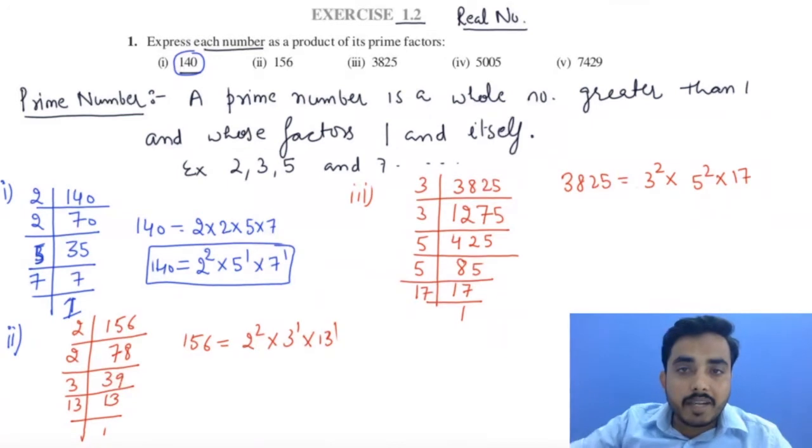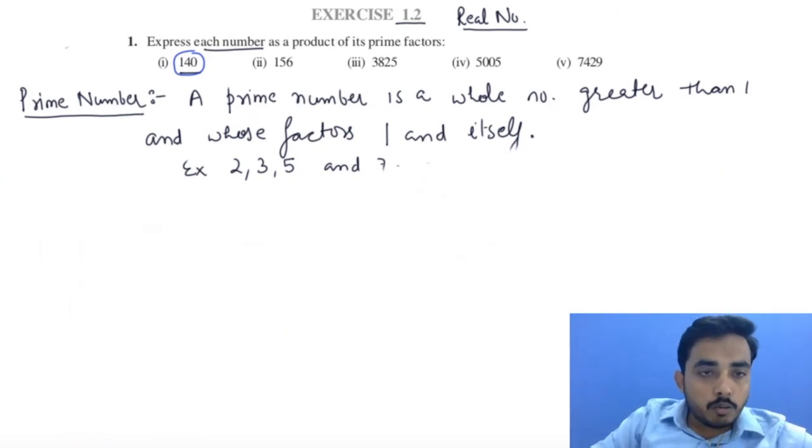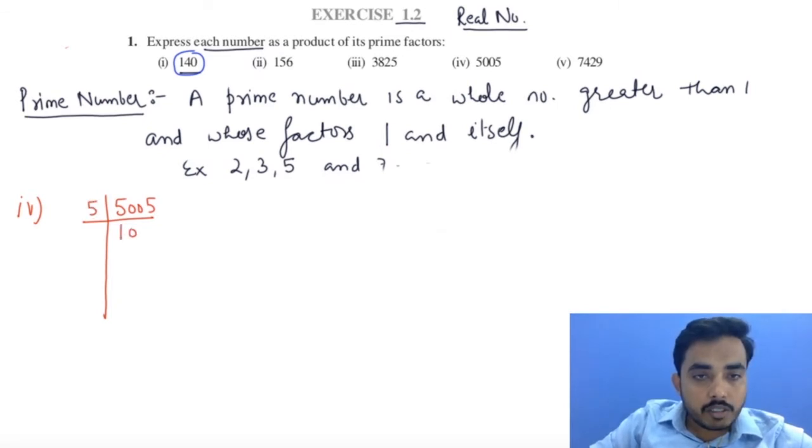Now let's make some space, थोड़ा सा स्पेस बना लेते हैं पार्ट नंबर 4 एंड पार्ट नंबर 5 के लिए. So let's do part number 4, in which we need to express 5005 as product of prime factors. So first divide by 5. So this is 1001. Now let's divide this number by 7.